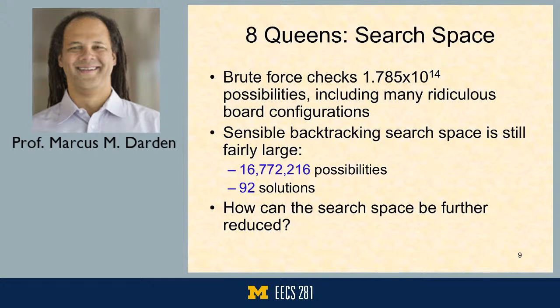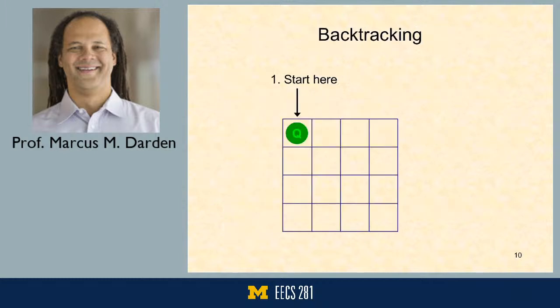So just not placing multiple items in the same row is a good start, but how can we further reduce this search space? Let's look at backtracking. So we start here.